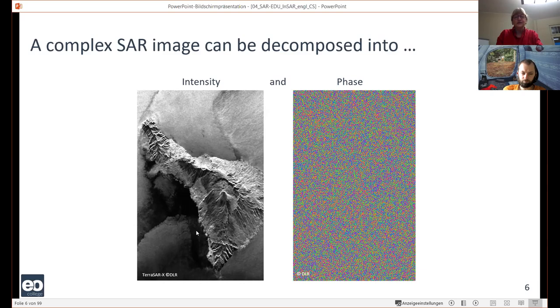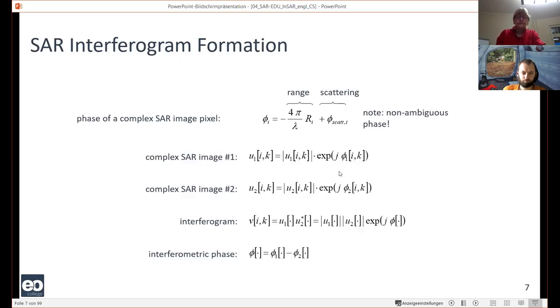Here is the intensity of the image I described yesterday or two days ago, and here is the phase image. This is one of the slides I want to skip, because here Professor Eineder goes through the calculations of these complex SAR codes. Each pixel is described by a complex number built up of I and Q, representing the amplitude and the phase.